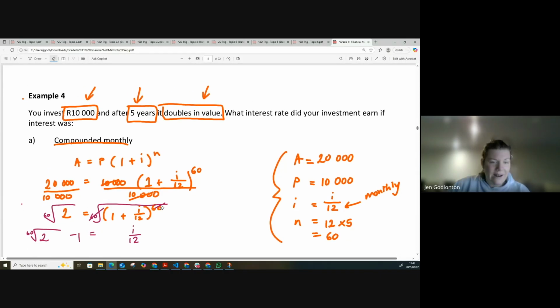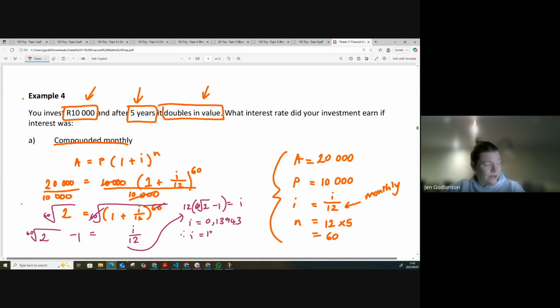And I've run out of space, so we're going to have to start being a bit creative. Hop over here. And we're going to multiply all of that by 12. So we're going to say 12 times 2 root 60 and then minus 1, and that is equal to I, which means I is equal to 0.13943, which means I is equal to 13.94%. Why are we using I divided by 12?